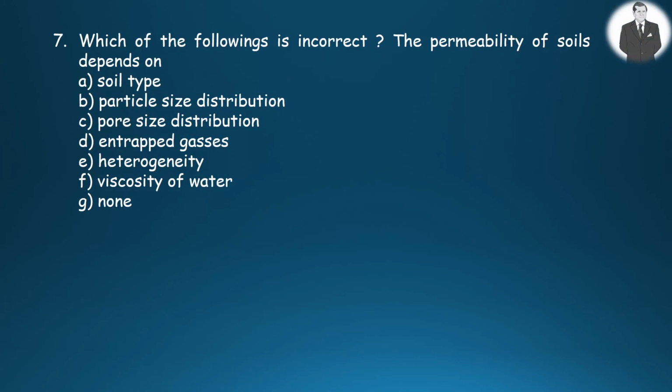Question 7. Which of the following is incorrect? The permeability of soils depends on what? Come on. No, it is not. It is not. The answer is E, heterogeneity.